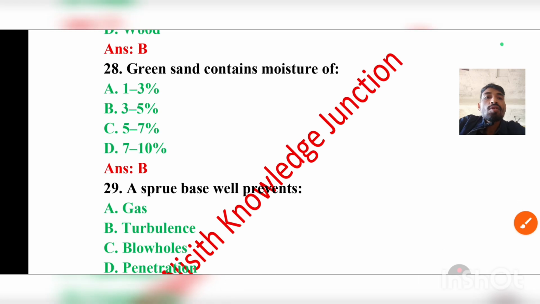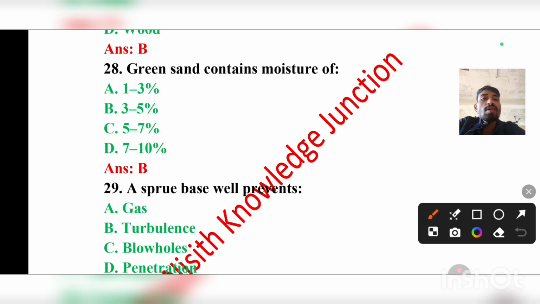Then going to the question number 28, green sand contains moisture of 1 to 3%, 3 to 5% or 5 to 7% or 7 to 10%. The correct answer is your B, that is your 3 to 5%.